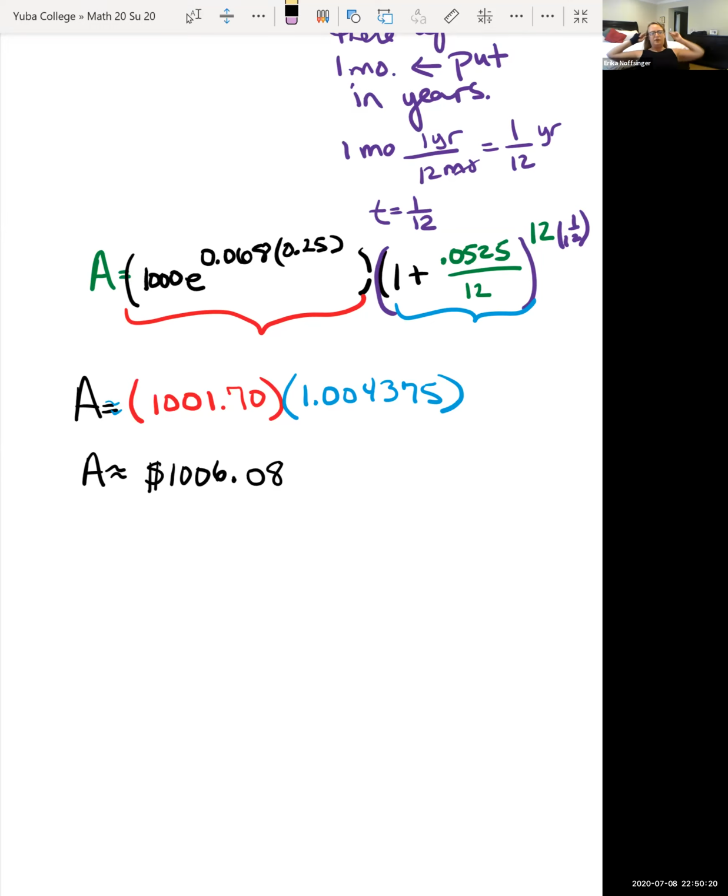I did something wrong. That's where I'm going to need to go back and look at that maturity rate. It's telling me that the answer is $1,021.60.